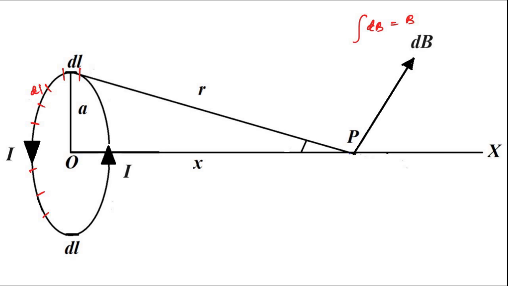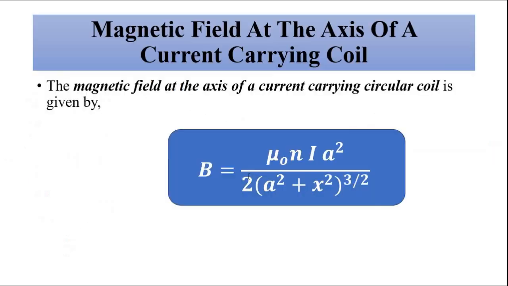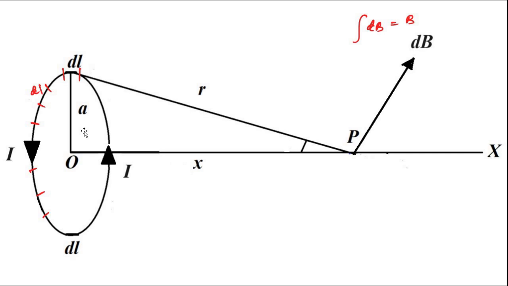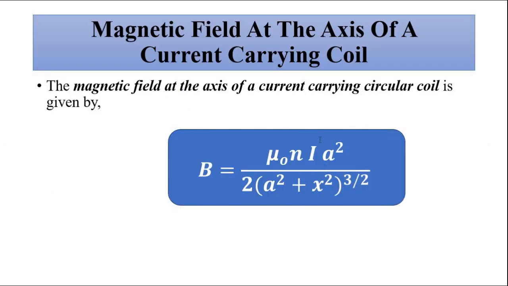So the expression for magnetic flux density at point P due to the entire coil is given by mu 0 N I a square by 2 into (a square plus x square) to the power 3 by 2. Here a is the radius of the coil, x is the distance along the axis from the center of the coil to the point P where the magnetic flux density is to be determined. This is a single turn coil, so this n will become 1. If there are more number of turns, the n value will be placed here.